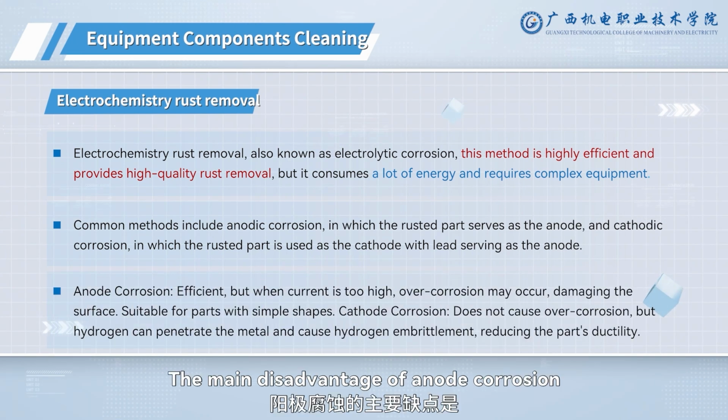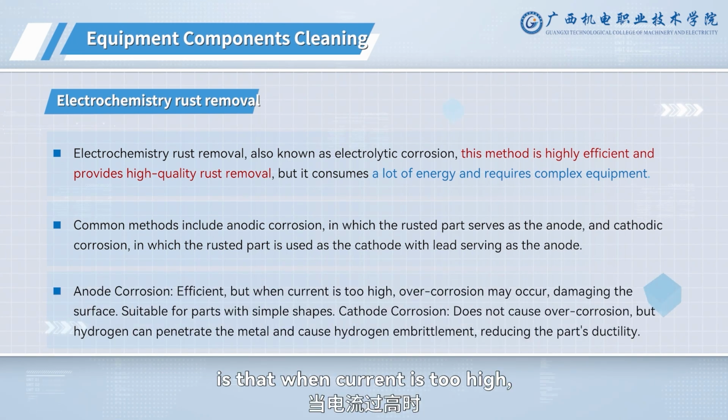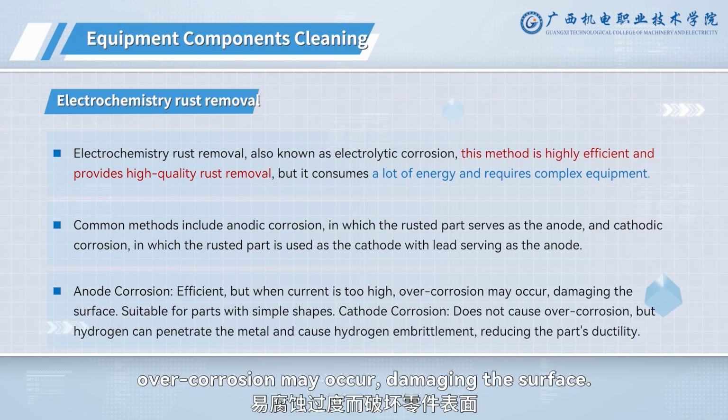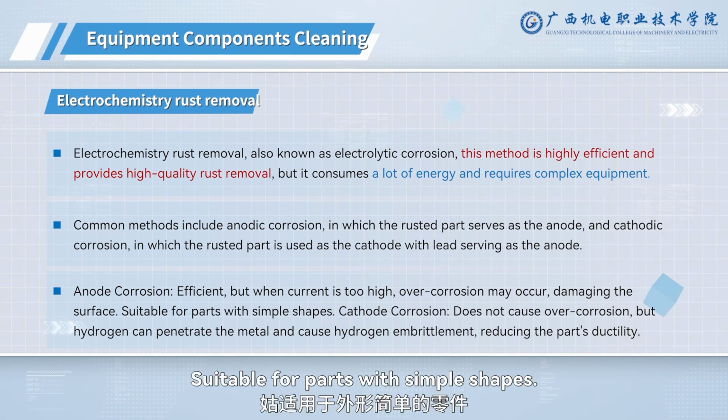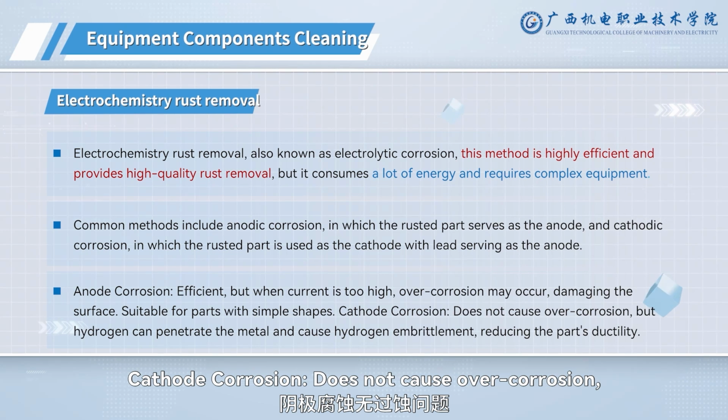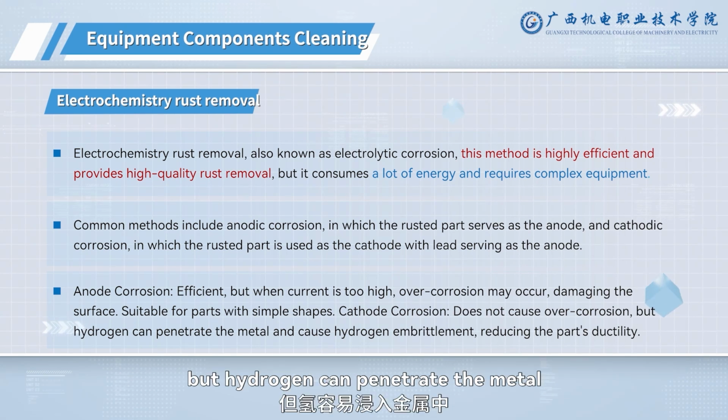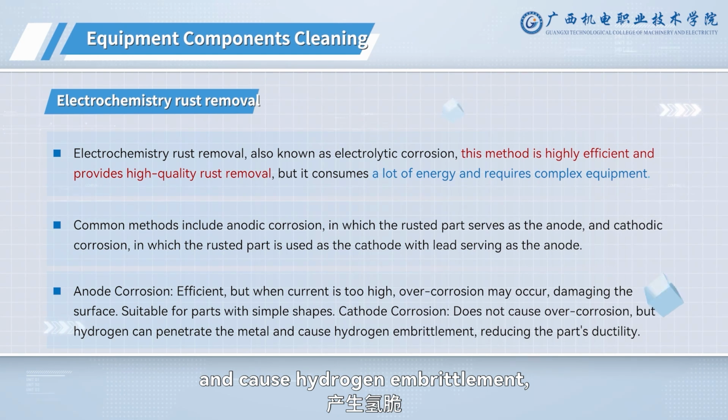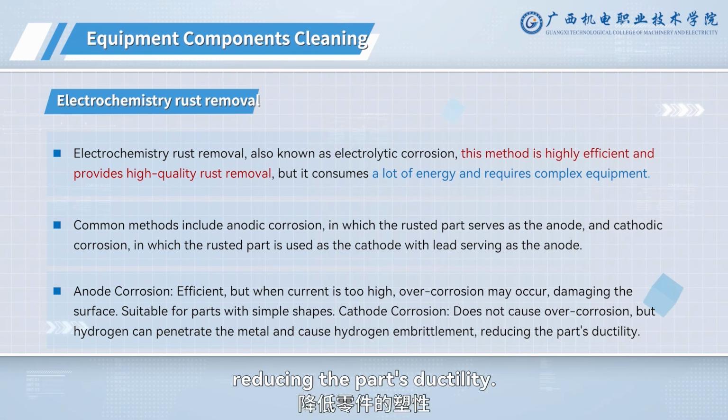The main disadvantage of anode corrosion is that when current is too high, over-corrosion may occur, damaging the surface. Suitable for parts with simple shapes. Cathode corrosion does not cause over-corrosion, but hydrogen can penetrate the metal and cause hydrogen embrittlement, reducing the part's ductility.